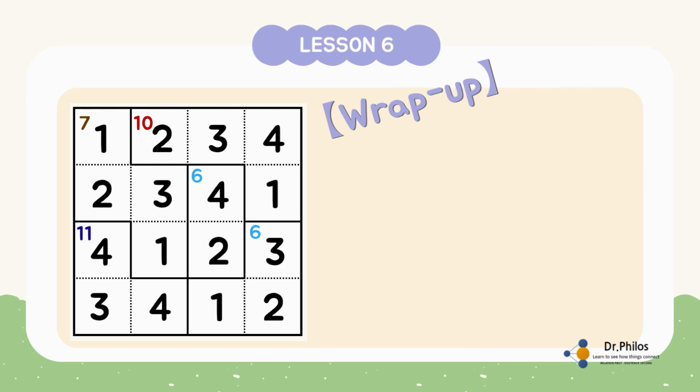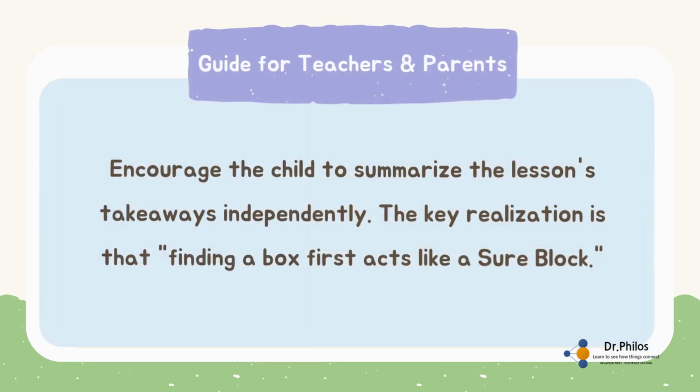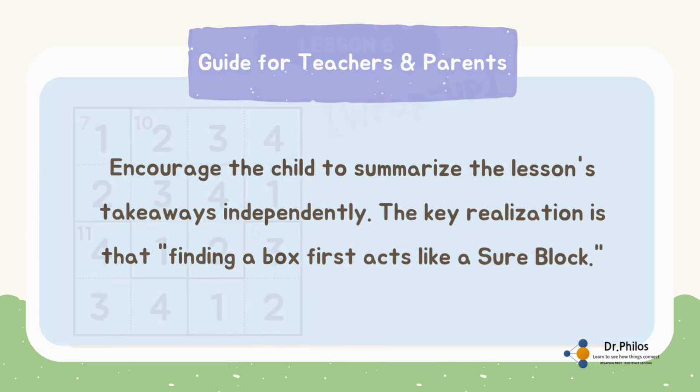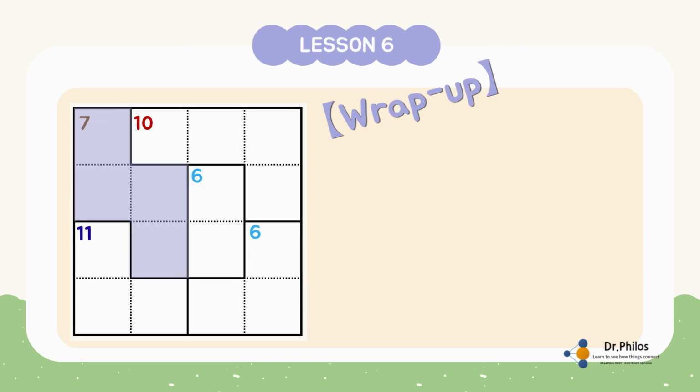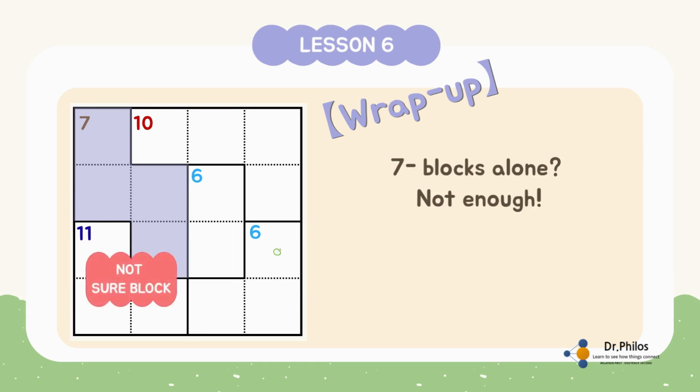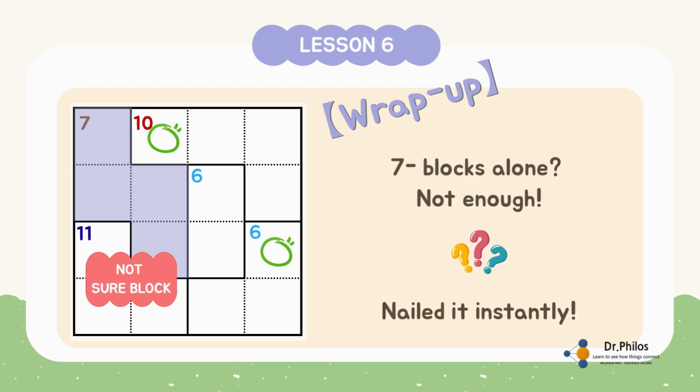What was the coolest thing you learned from today's problem? When I first looked at the 7 block by itself, I couldn't figure out where the numbers went. But after finding 3 comma 4 and 1 comma 2 first, I could fill in that whole block all at once. So you were able to fill it all at once, even though it wasn't a sure block. How did you do that? Because I filled in the boxes I already knew first.